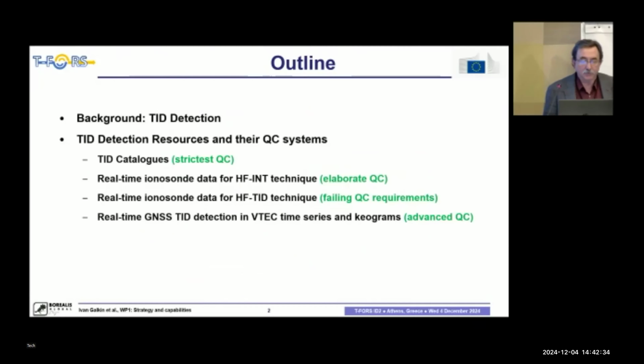Okay. So first, I will quickly describe what we are detecting, how we detect these TIDs, and what the sources of the data are that go into the forecast algorithms. Then we'll look at the 4 different resources that we use as an indication that a TID is in progress.